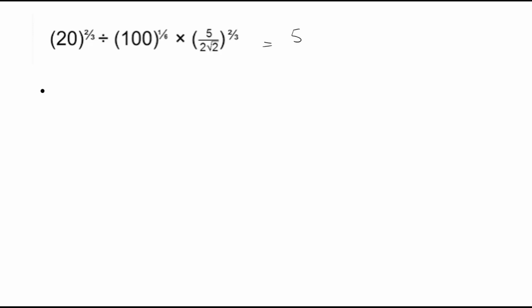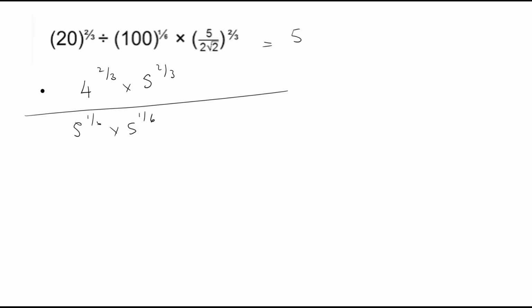We'll do the same thing. We'll split 20, we'll split 100, and we'll deal with the last term in a minute. So we're going to write that 20 is 4 to the 2/3 times 5 to the 2/3. Then we're going to divide that by, what do we divide it by? 5 times 5 times 4.